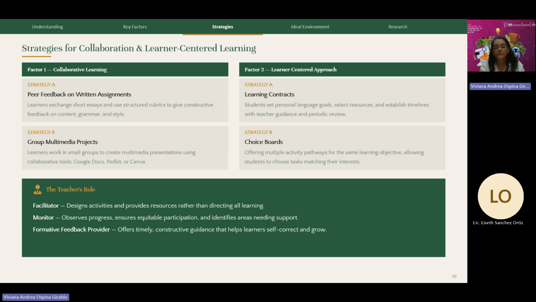Remember that when we talk about student-centered learning, the teacher assumes a specific role. And this role, for this particular moment, will be the facilitator, the monitor, or the formative feedback provider. Which role are you going to assume? Here, you cannot be just the person who gives information and stands on your own, just transmitting knowledge. This road is a two-way road, and that is important to consider.